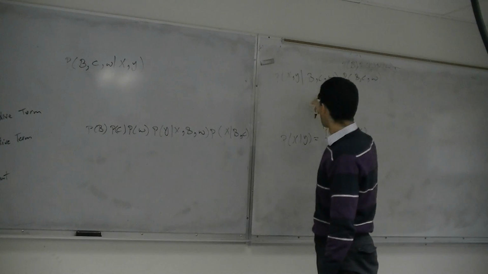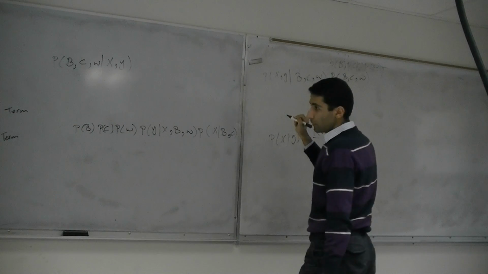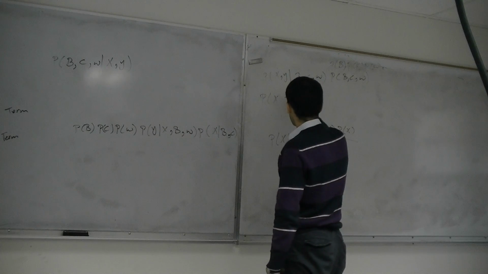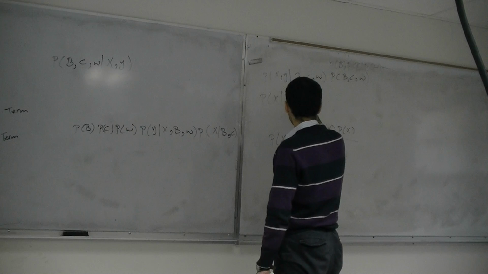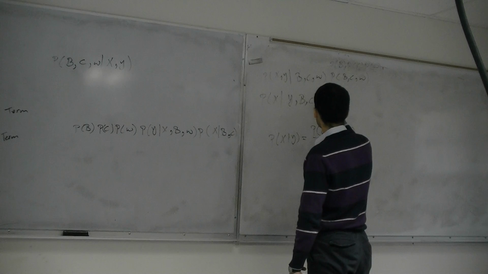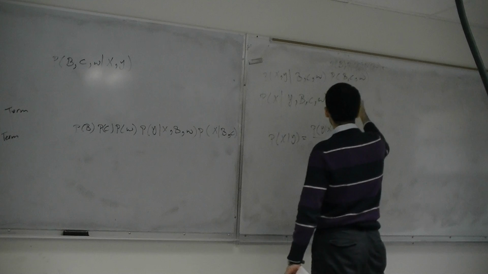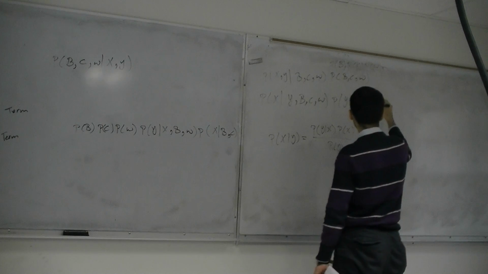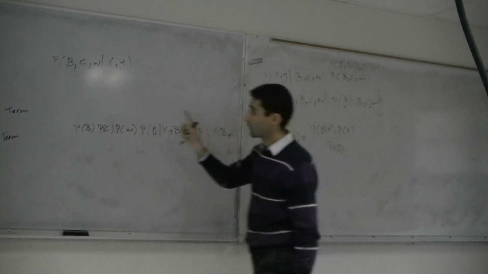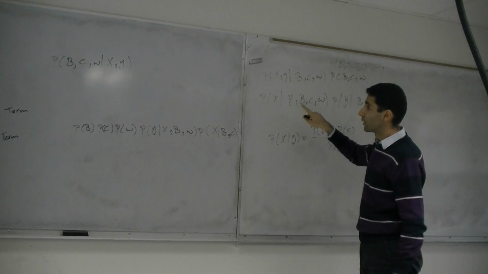Okay, and for this term, we can use P(X given Y, B, C, W) multiple P(Y given B, C, W). And this one is this term, because there is no relation between.